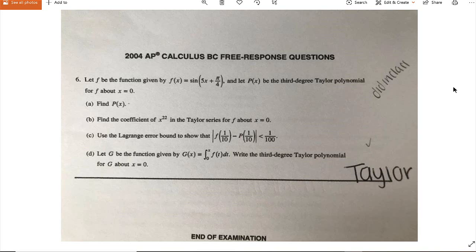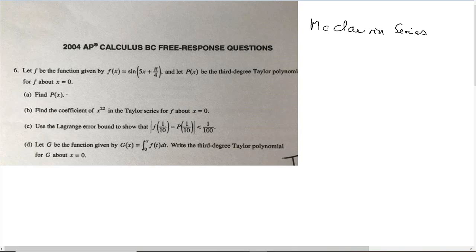Okay, here it says let f be the function given by f(x) equals sine of (pi x plus pi over 4). And let P(x) be the third degree Taylor polynomial for f about x equals 0, which is called a Maclaurin polynomial. Then this series, in the case of Maclaurin, is about x equals 0, having an x close enough to x equals 0. When it is far, the error is greater.